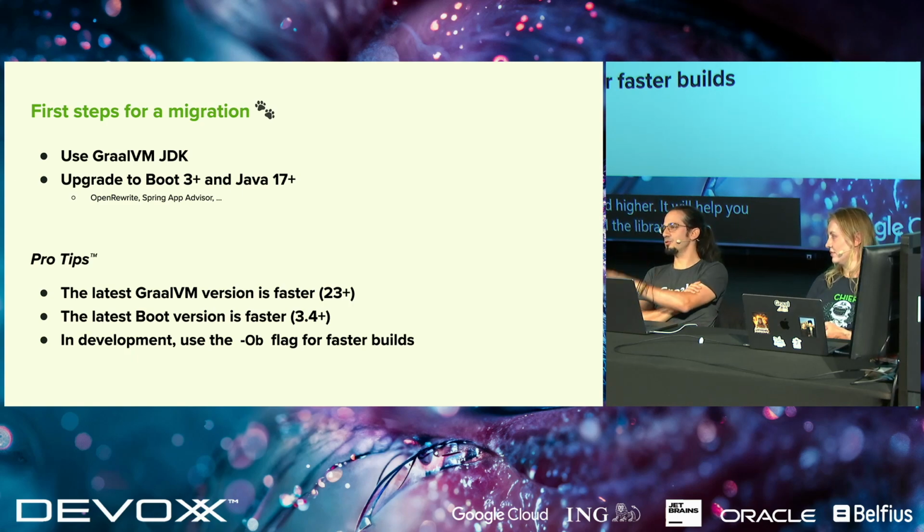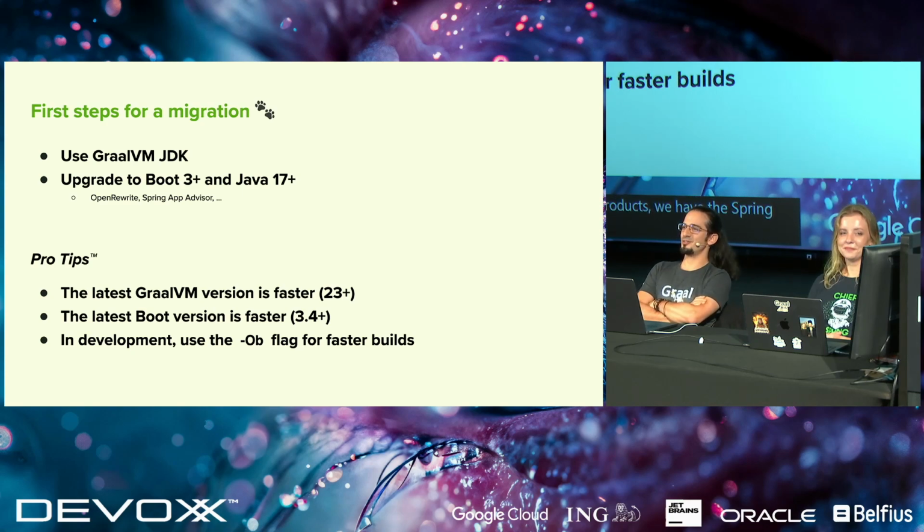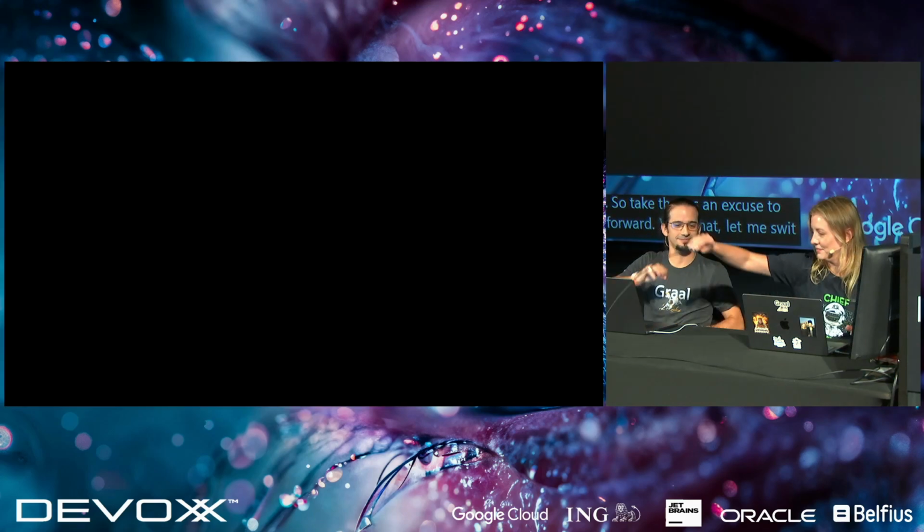I'm not going to ask who's on Spring Boot 2, because you shouldn't be on Spring Boot 2. It's out of open source support. So you should be migrating anyway, and you have tools to do that. So OpenRewrite, and in Spring, in the enterprise products, we have the Spring Application Advisor. So take that as an excuse to migrate your dependencies forward. With that, let me switch the cable to my co-speaker.